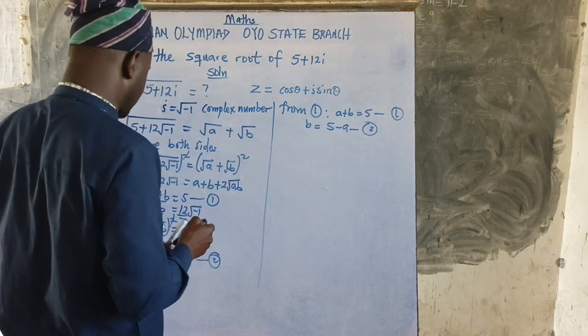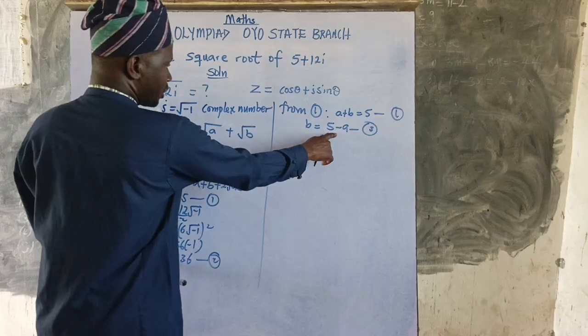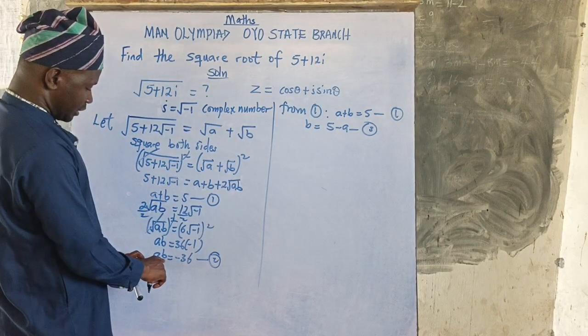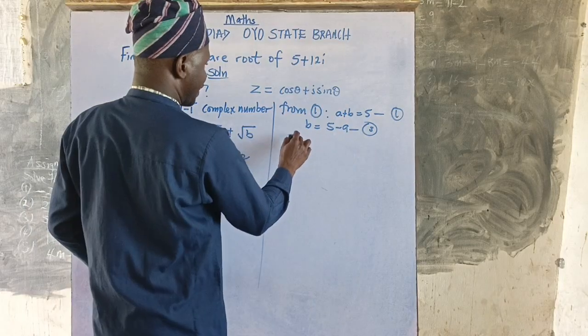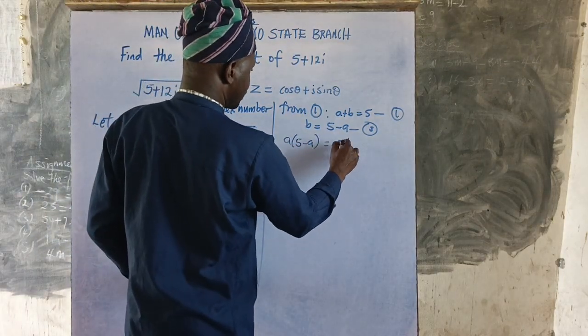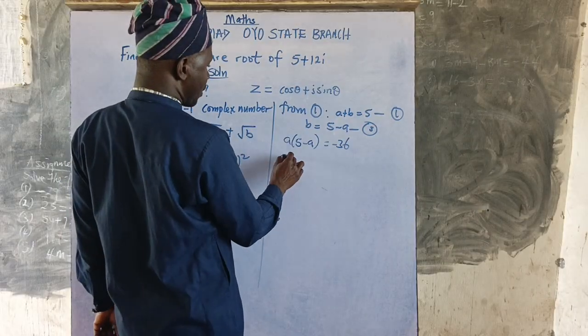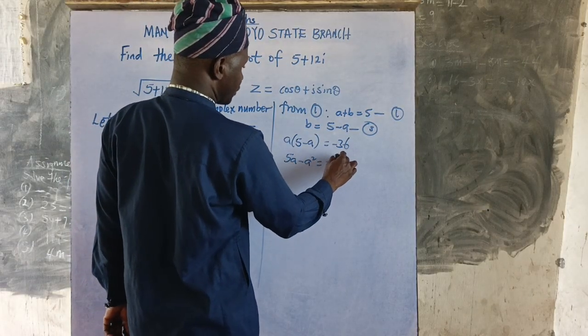Substitute equation 3 into equation 2. Wherever you see B, you are going to put 5 minus A in this equation. That is, we have A times B, and B is 5 minus A, then equals minus 36. Now open the bracket, we have 5A minus A squared equals minus 36.